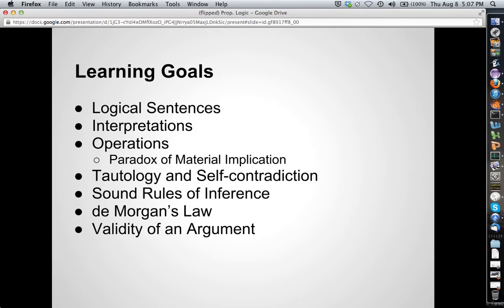So here's the outline: logical sentences, interpretations, the operations you can apply, which includes a little aside on the paradox of material implication. We've also got tautology, self-contradiction, sound rules of inference, De Morgan's law, and then some stuff about the validity of an argument. So let's start with logical sentences.